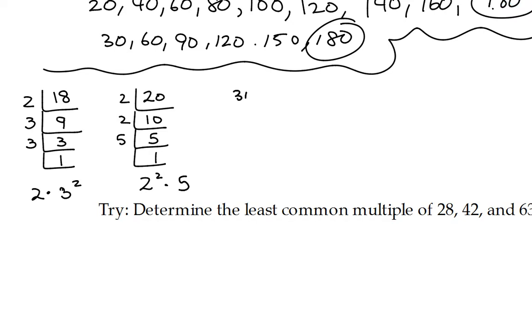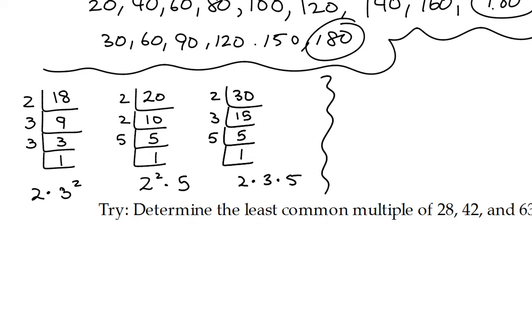And the last one is 30. Divide by 2, you get 15. Divide by 3, you get 5. Divide by 5, you get 1. That one's 2 times 3 times 5. Okay. And now here's the magic.